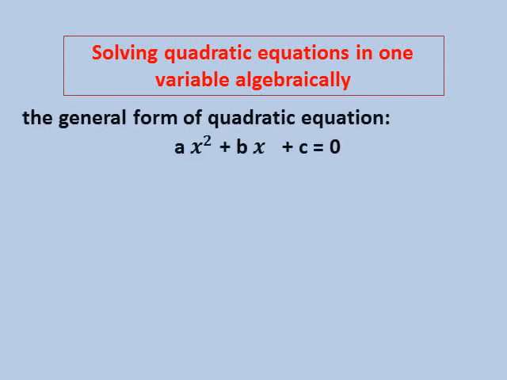The general form of the quadratic equation is ax power 2 plus bx plus c equals 0. A is the coefficient of x power 2, b is the coefficient of x, and c is the constant term. What we mean by the constant term is the term without any x.